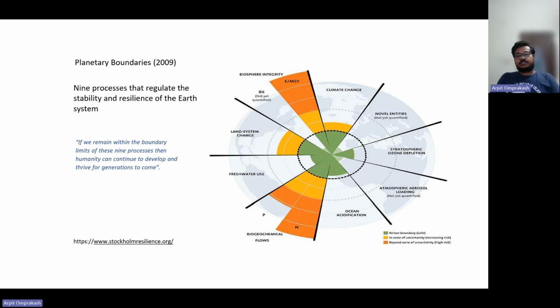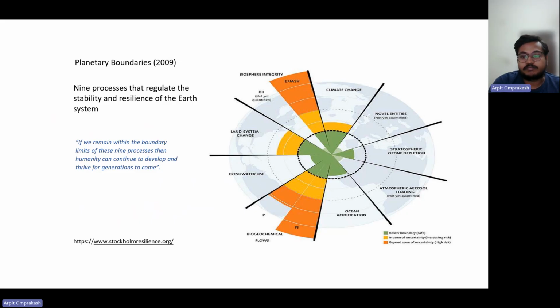Then you have land system change, which tells you, for example, that this area used to be a forest before, but now it's a residential area, let's say. And then something called biosphere integrity, which includes a lot of ecological things. And there are some novel entities which have not been quantified yet, but these are broadly the 9 processes that regulate the stability and resilience of the system.